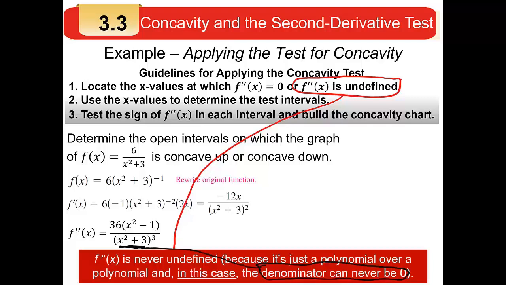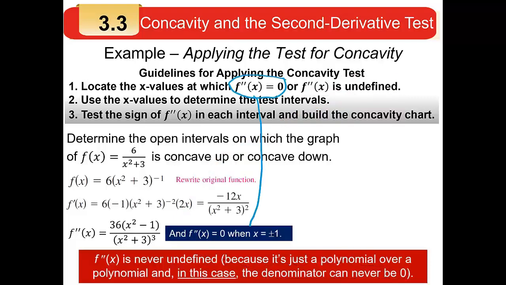Think about it. The denominator is something squared with 3 added to it and then cubed. We'll just try to make up a number where that doesn't come out positive. If you take any number you want, whether it's negative or not, square it and add 3 to it, it's going to be positive. There's no way you can come out with 0. So there are no values that make the second derivative undefined. So we can take that off the table.